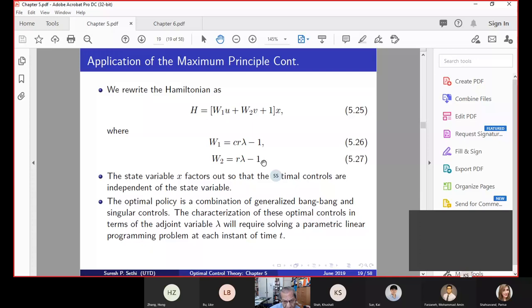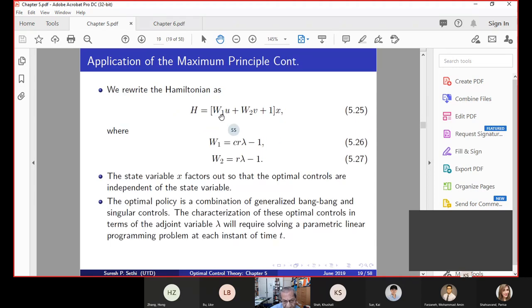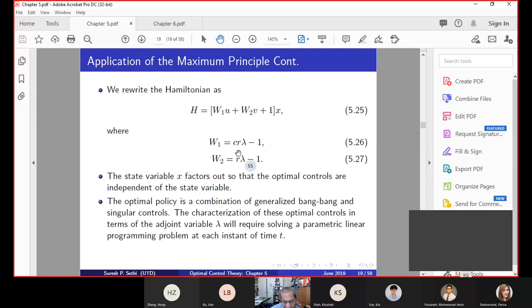So now we have W1 and W2 here, and we can define the switching function. The switching function can be written as W1 U plus W2 V, plus U plus 1 times x, where W1 is C R lambda minus 1, and W2 is R lambda minus 1. Notice now that the optimal policy is a combination of generalized bang-bang and singular controls.